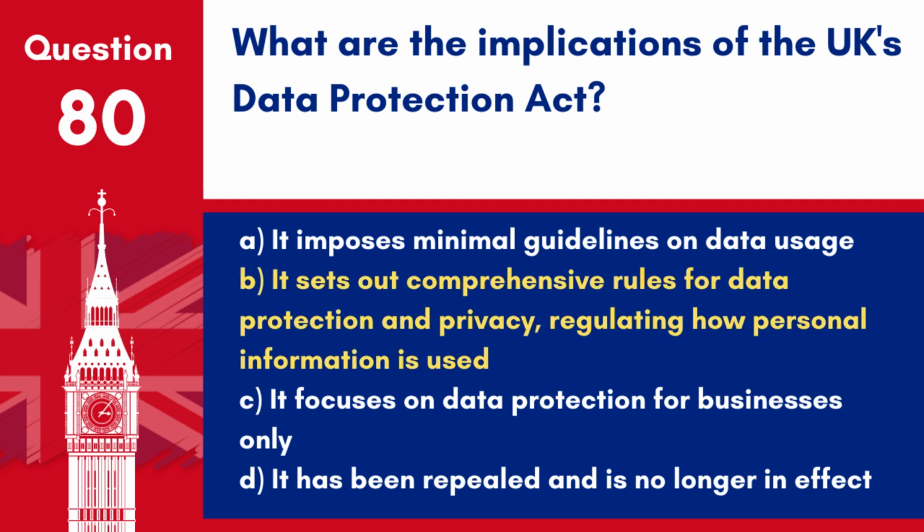Answer. B. It sets out comprehensive rules for data protection and privacy, regulating how personal information is used. The UK's Data Protection Act is crucial in regulating how personal information is handled by organisations, providing clear rules for data protection and privacy, and ensuring that personal information is used responsibly and lawfully.